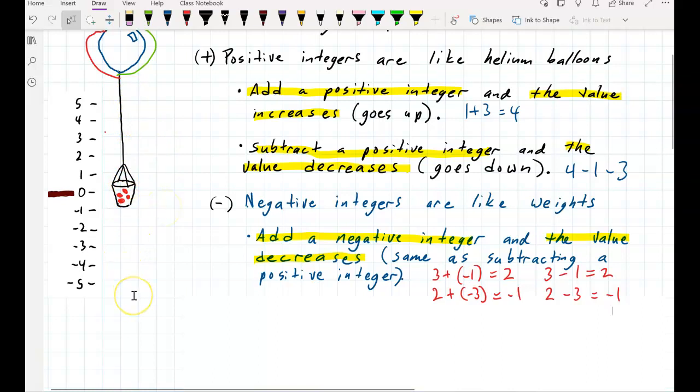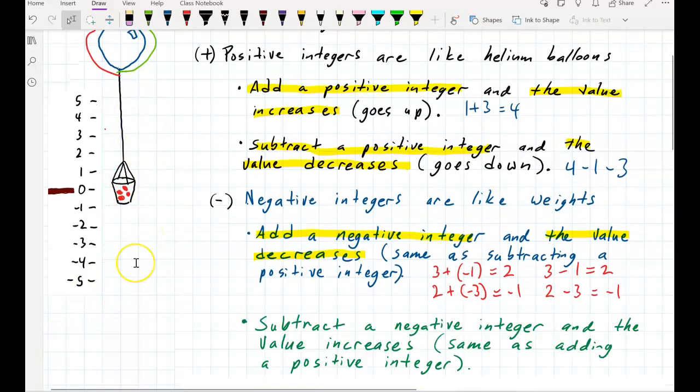So now, what do we do when we subtract negatives? What do you think is going to happen if I subtract weights from the cup? Which direction will the whole balloon scenario move if I subtract negatives? Subtracting a negative integer is the same thing as taking the weights away. That would cause the value to increase, because if you take the weights out of the cup, the balloon will rise. It's not going to go down, it will rise. So let's say that I take one of these weights away. What will happen?